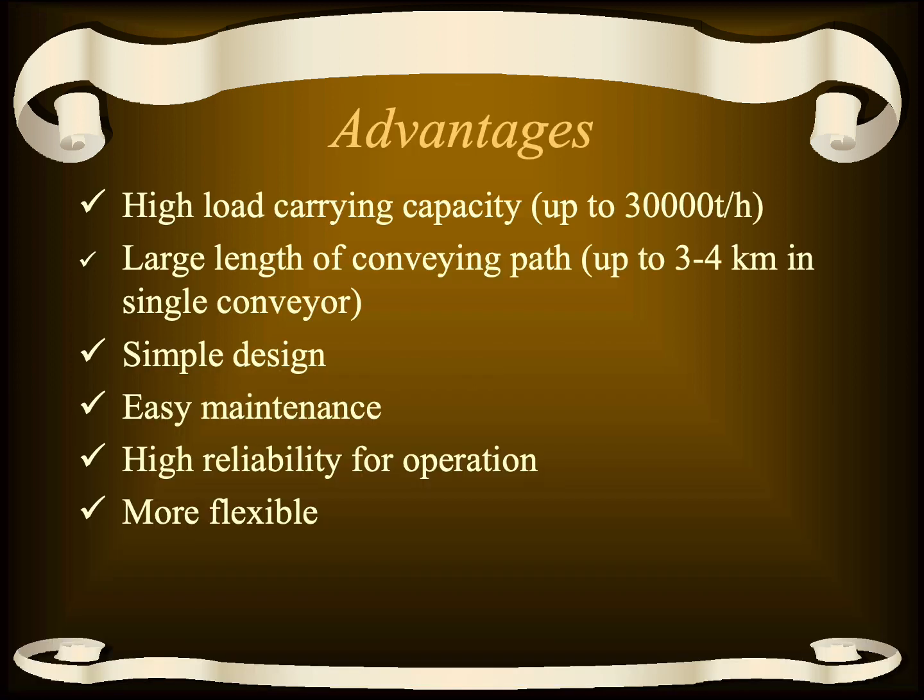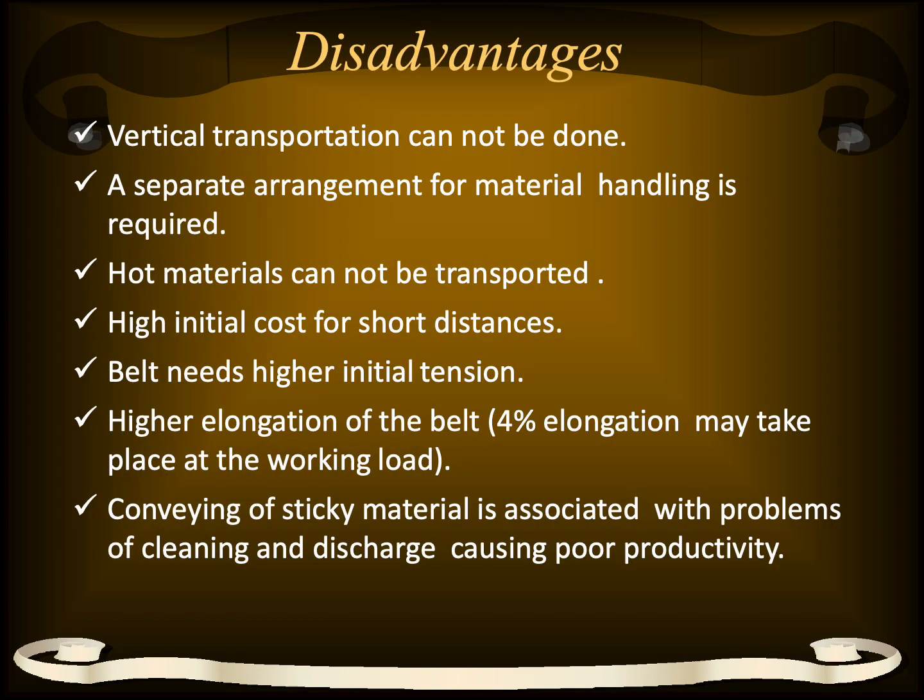If we see the advantages, it has a high load carrying capacity, a large length of conveying path up to 3 to 4 kilometers, simple design, easy maintenance, high reliability of operation, and more flexibility. Disadvantages: vertical transport is not possible, a separate arrangement for material handling is required, and hot materials cannot be transported. There is high initial cost for short distances, and the belt needs higher initial tension and has higher elongation, 4% elongation at the working load. Conveying sticky material is a problem in cleaning and discharging, causing poor productivity. These were some of the disadvantages of the belt conveyor.